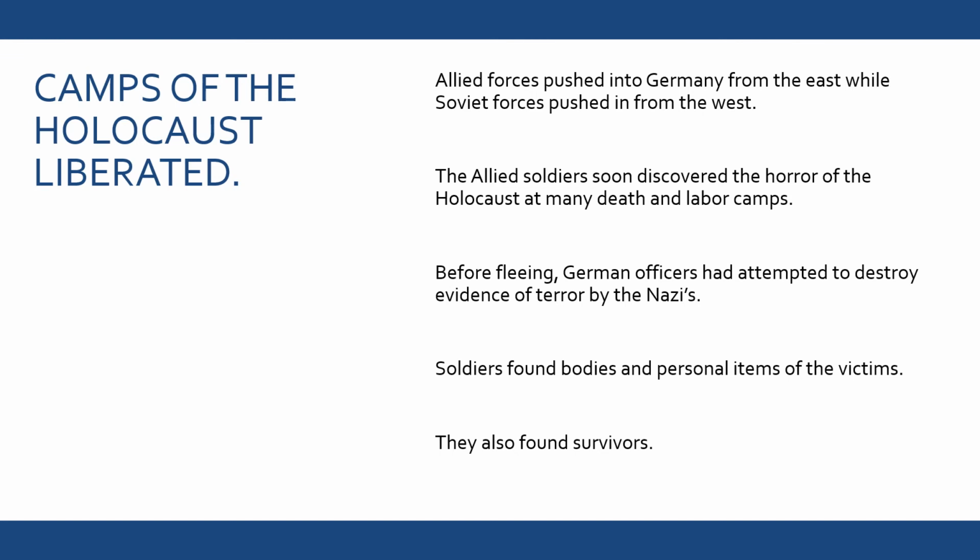As Allied forces pushed into Germany from the west, Soviet forces are going to push in from the east. So Allies coming from one side, Soviets from the other, they're closing in on Germany. And as they do this, the Allied soldiers are going to discover the horrors of the Holocaust and many death and labor camps. Before fleeing these camps, German officers had attempted to destroy evidence of terror by the Nazis. They even, in some cases, forced prisoners to march out of the camp in the cold snow, and many of them died in these horrific marches. Some of them tried to massively execute the rest of the victims. Some of them left them there just to starve.